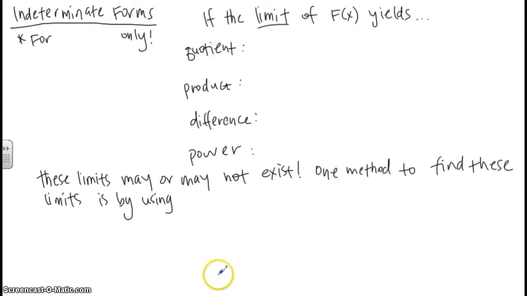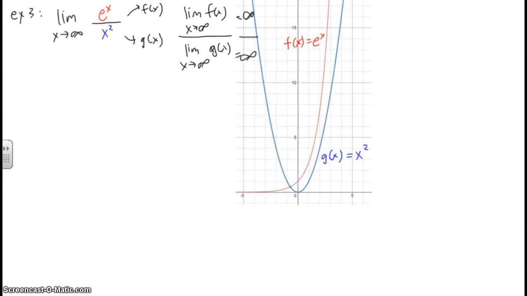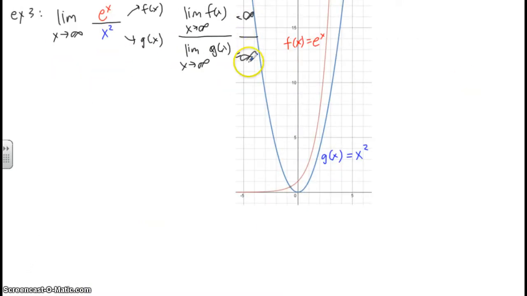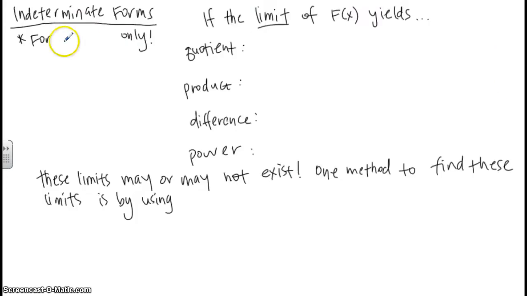Now, for indeterminate forms, the two that we've gone over in examples 1, 2, and 3 are when we take the limit as x approaches a value, we get 0 over 0, or we get infinity over infinity. And this is, again, only for limits. So this is for limits only. Only when we are talking about limits do we have indeterminate forms. Now, if the limit of f of x reaches 0 over 0, or infinity over infinity, those are the two that we've gone over right now.